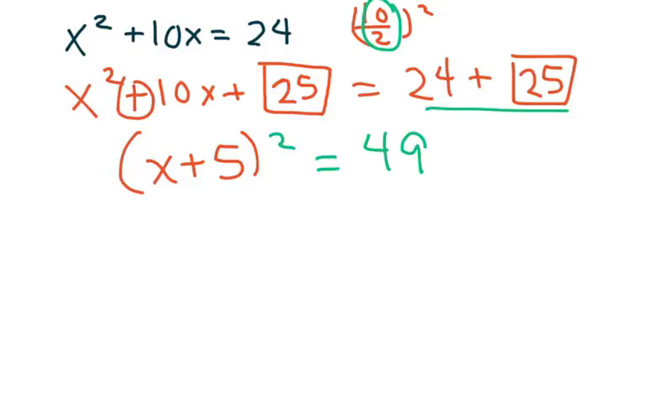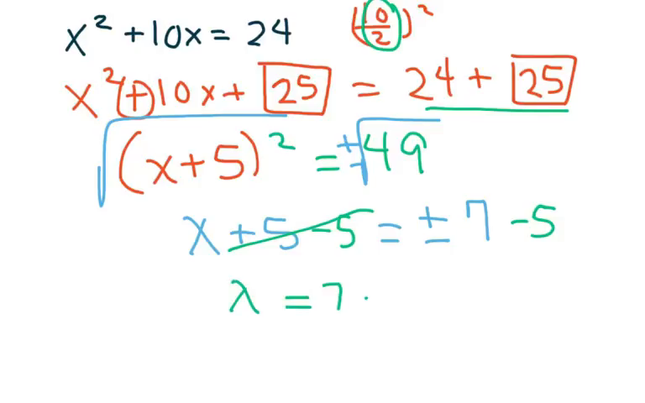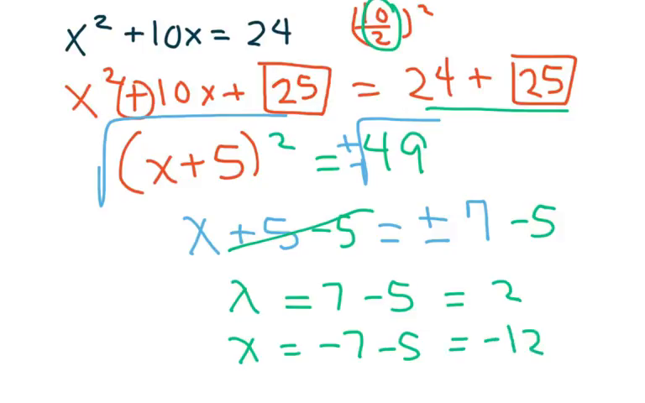Square root both sides. Put your plus and minus. So you're going to get x plus 5 equals plus or minus 7. Now we're going to subtract 5 from both sides. This cancels, so we get x equals 7 minus 5, and x equals negative 7 minus 5. We're taking each piece. So this equals 2, and this equals negative 12. So our solution is (2, 0) and (negative 12, 0).